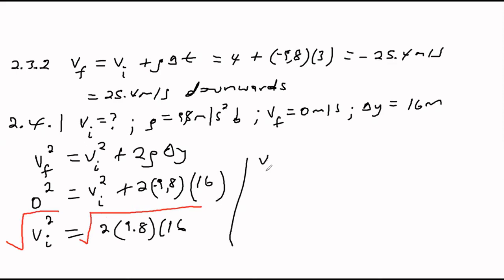Then you get our V initial, which is how much? The square root of 2 times 9,8 times 16, which is 17,71 meters per second. So the second question is to calculate the time taken by the object to reach the maximum height after the first bounce.